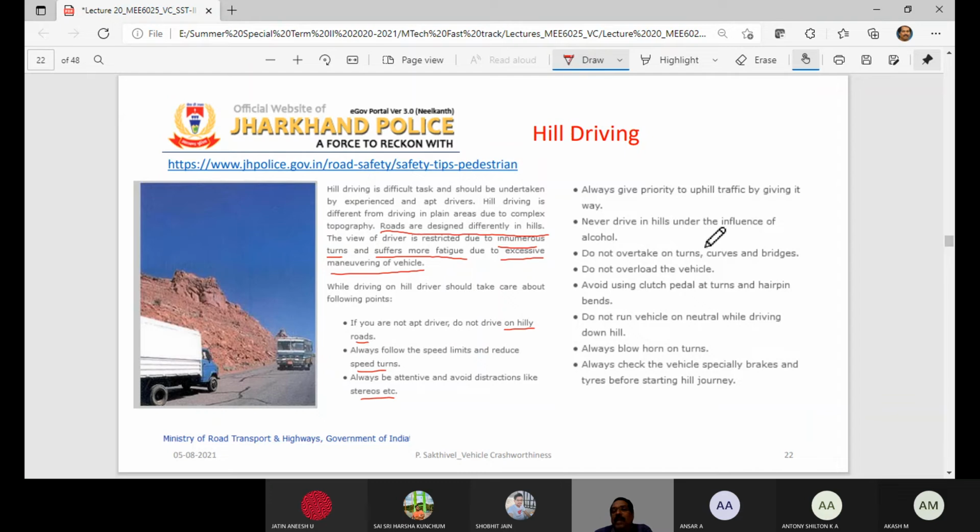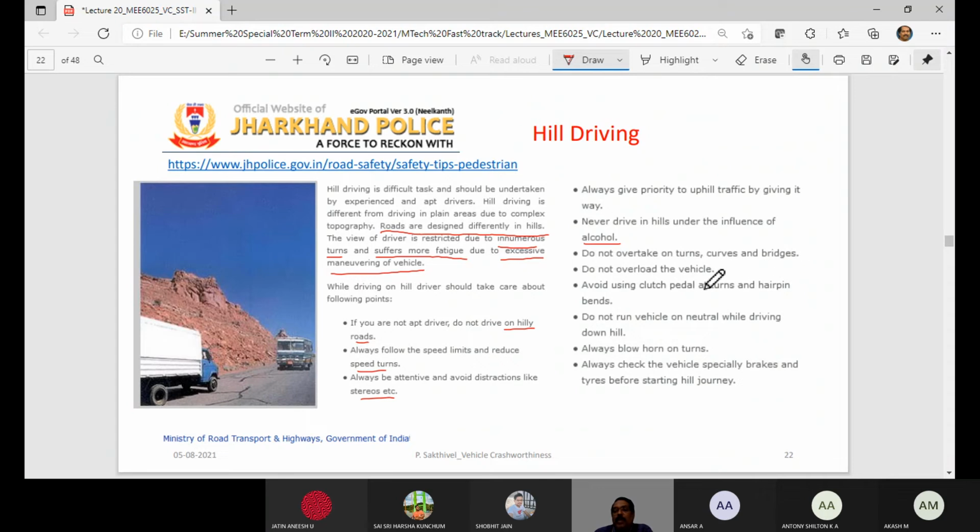Never drive in hills under the influence of alcohol. That's very important. Unfortunately in our country, poor drivers should be educated, or they're paying to forget; they do drink and then drive. That should be avoided. That should be avoided. Don't overtake on turns, curves, and bridges.